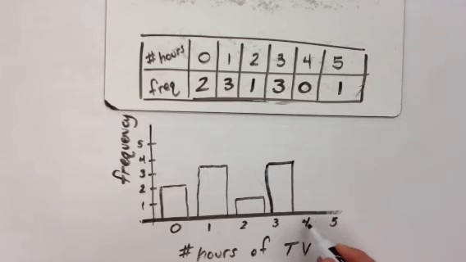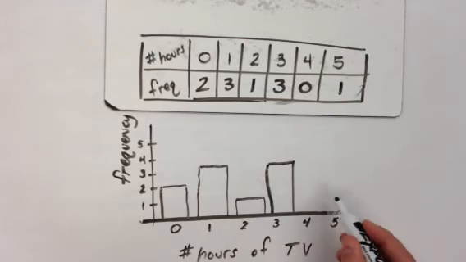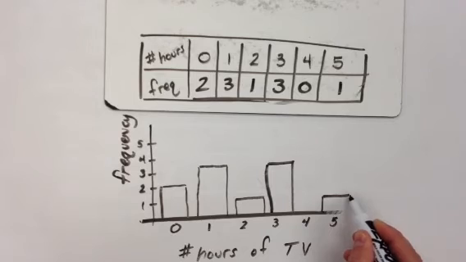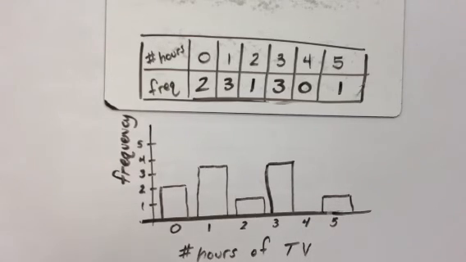Kind of nice, I can skip 4 because 4 doesn't occur any times, and then the 5 hours should be the same height as 2 hours. Up, over, and then down. Hopefully your bar graph looks a little bit better than mine. Got a little sloppy here, but you kind of get the idea.